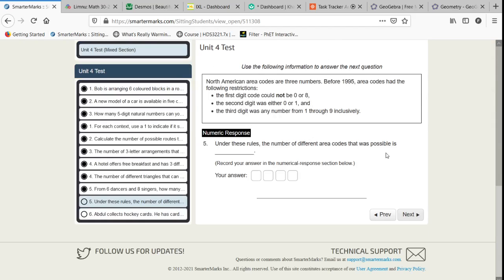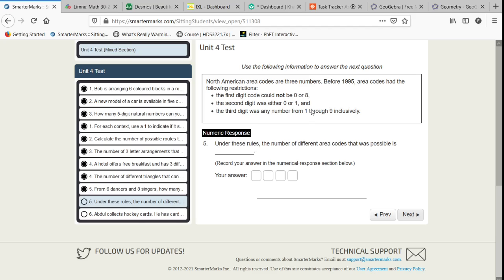This is very similar to an in-class example we did. North American area codes are 3 numbers. Before 1995, area codes had the following restrictions. The first digit could not be 0 or 8. The second digit was either 0 or 1. And the third digit could be any number from 1 through 9 inclusively. This is actually simpler than the example we did in class, where you were not allowed to have another 1 after the 1, for things like 811 and 911. So what approach is this? Is it the fundamental counting principle, permutations, or combinations?